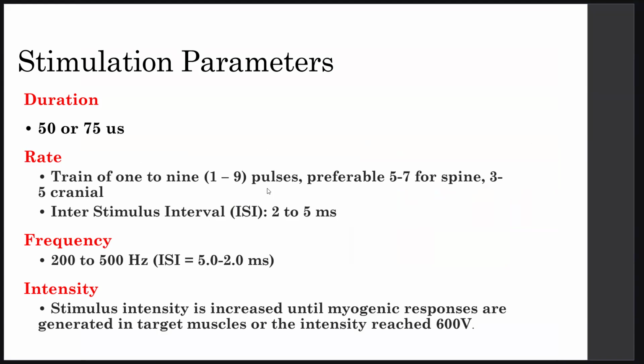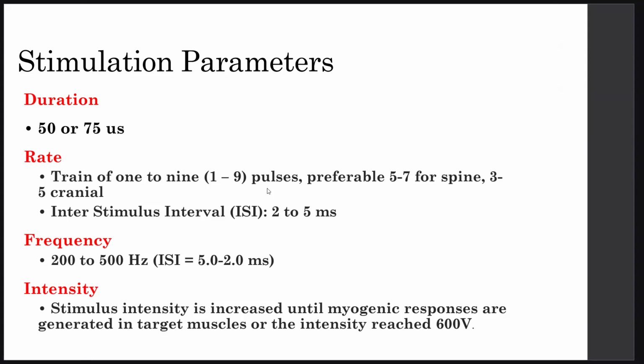Parameters of stimulation. Okay, there are different parameters. Each of them points to different parts of the response that you get, and for each muscle and each body region you must manipulate the parameter accordingly. In general, the duration is 75 microseconds, and then the rate, and the frequency. There are some arguments.